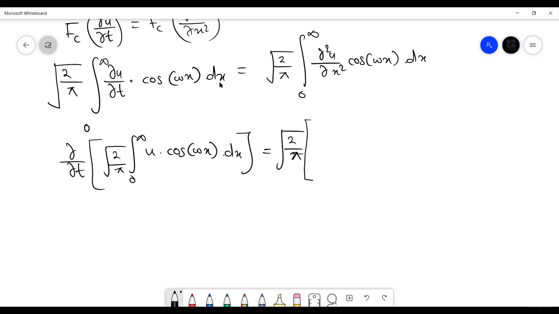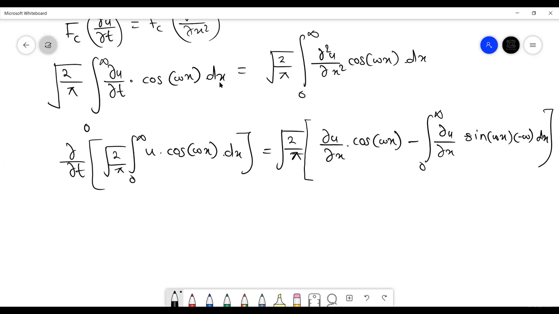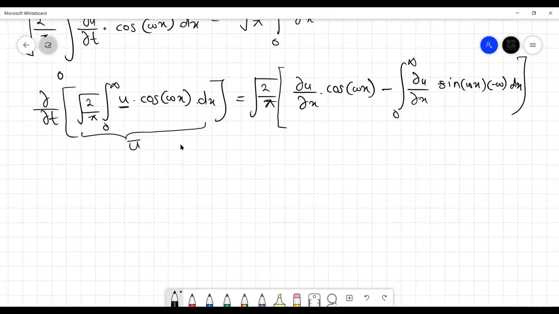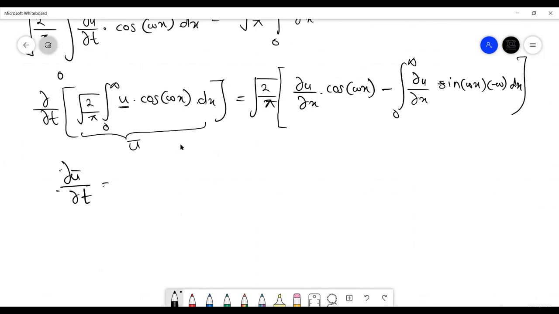So in integrating by parts, we have to select our u, and here ∂u/∂x times cos ωx, minus the integration of ∂u/∂x times sin ωx into minus ω dx. So this is the Fourier transformation of u, that is u bar. If there is u, that is a Fourier transformation of u. So this gives ∂ū/∂t equal to the square root of 2 by pi, with limits from 0 to infinity.